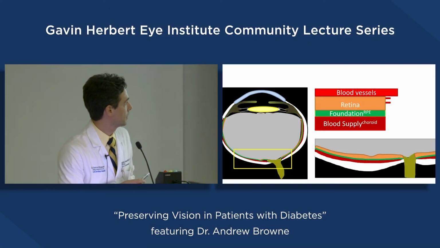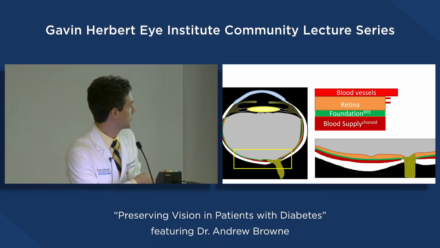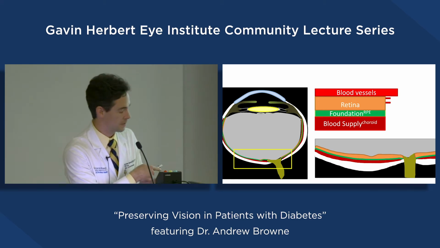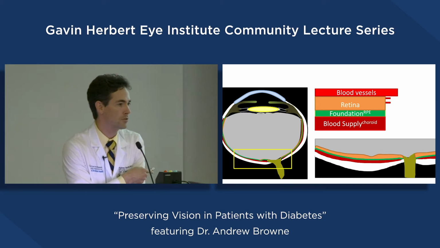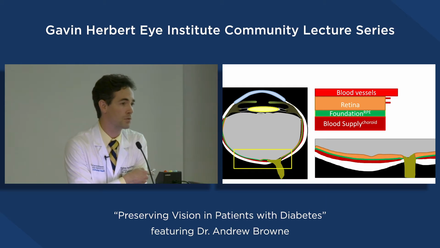So when we look at the retina, and we zoom in on this little area right here, it has a foundation, and it actually has the retinal tissue itself. And there's a blood supply underneath the retina that brings oxygen and nutrients to the retina. And there's a blood supply on top of the retina. And the blood supply on top of the retina actually dives into the retinal tissue and brings oxygen and nutrients to the retina, and takes away toxins as well.